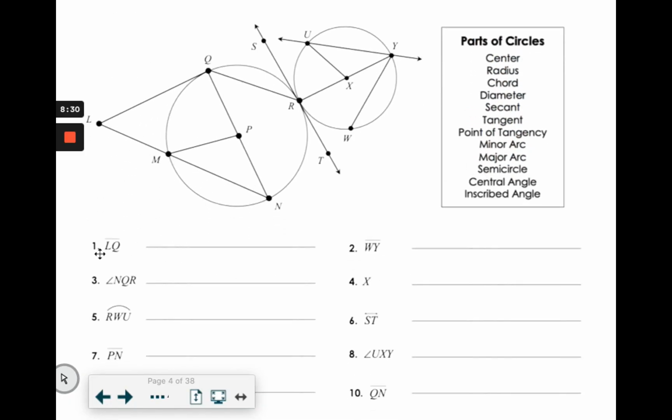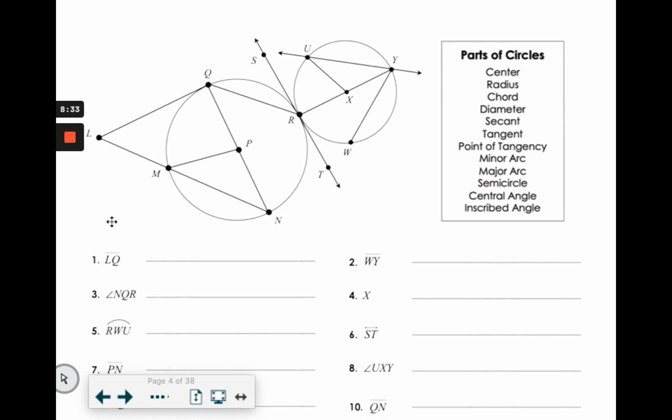So if we're looking at LQ, this segment LQ right here, LQ is going to be a type of line that we're going to look at how many times it hits the circle. It's going to hit the circle once right there at Q, which makes this a tangent line. LQ is a tangent line. Then I'll erase that. Okay, NQR, we're going to find that, highlight it. NQR is right here.